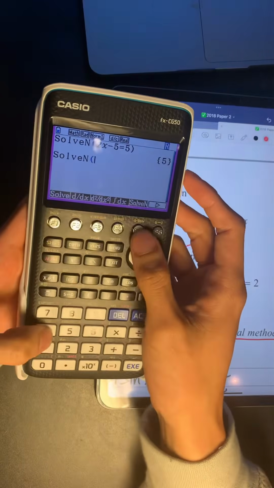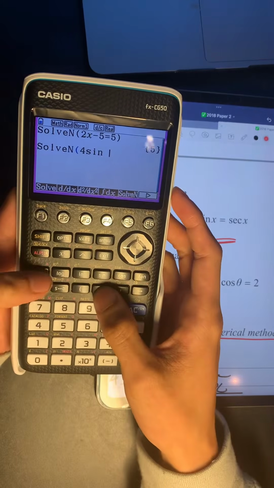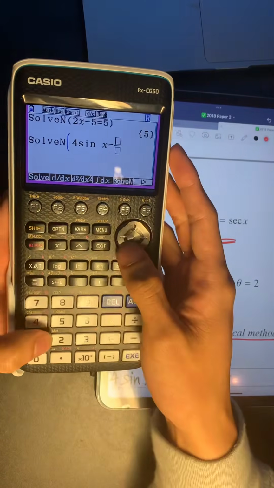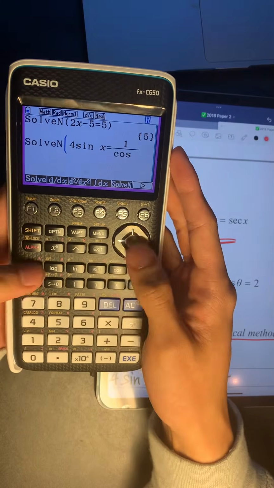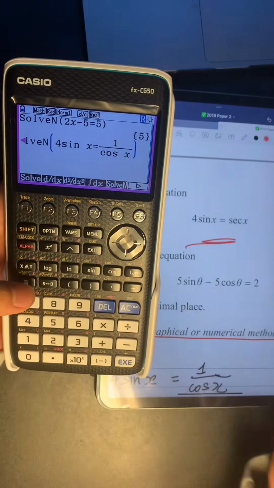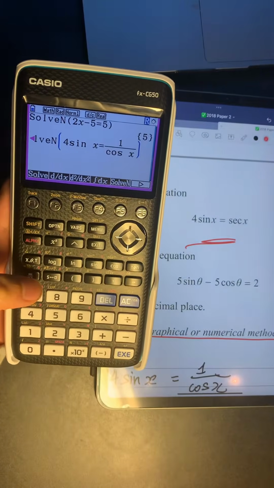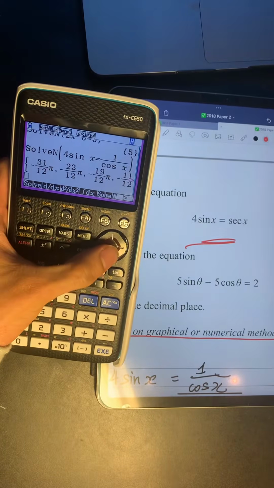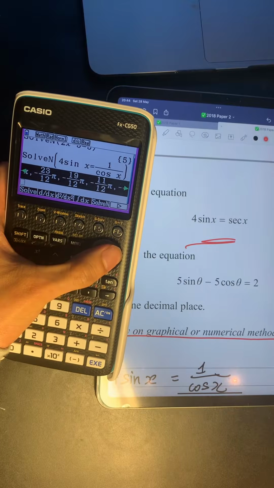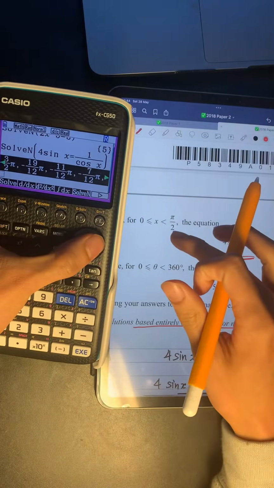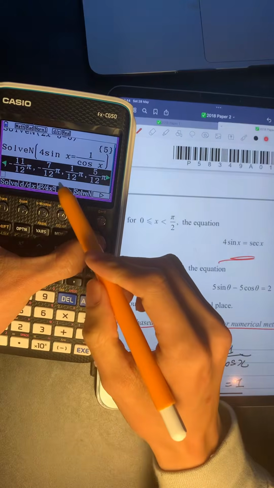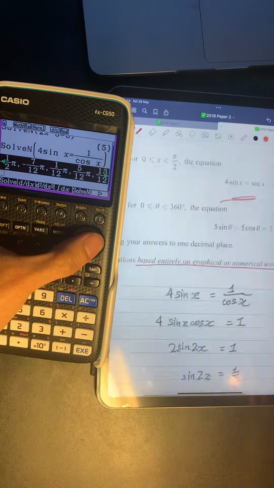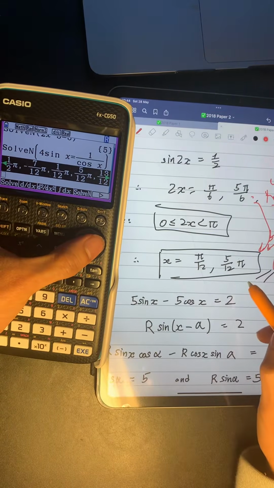So solve for sine x is this button, equals, shift dot, sec, so 1 over cos x. And then we wait for the calculator to load, and you gotta be patient about it. Press exit, and then you get all the solutions. In fact, we're in a really generous range. So we need the range 0 to pi over 2. So we literally just find 0 to pi over 2. We got pi over 12 and 5 pi over 12, which in fact is the answer.